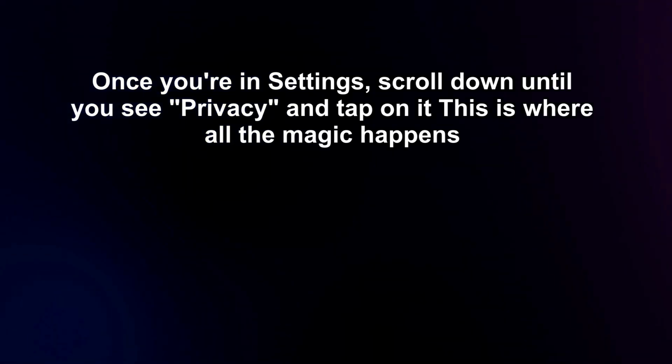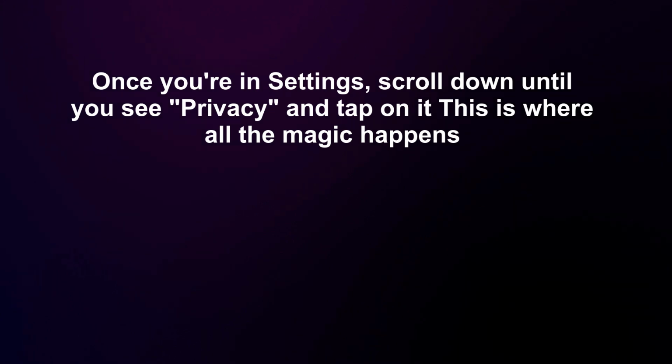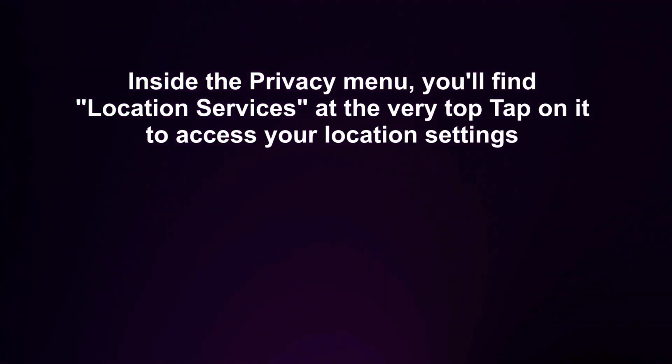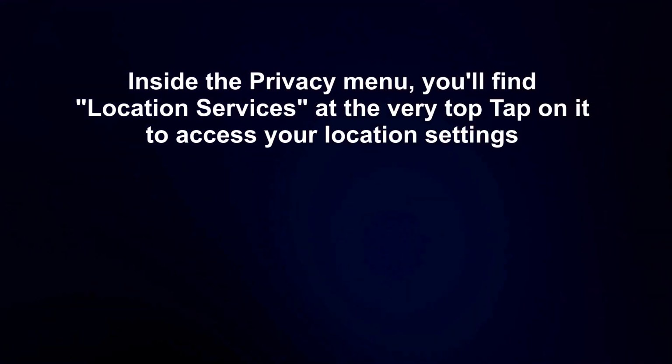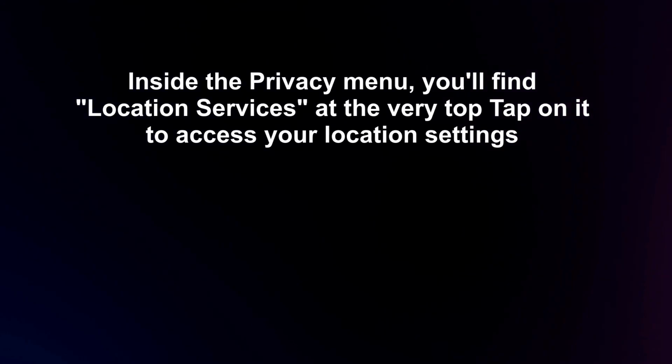Once you're in Settings, scroll down until you see Privacy and tap on it. This is where all the magic happens. Inside the Privacy menu, you'll find Location Services at the very top. Tap on it to access your location settings.